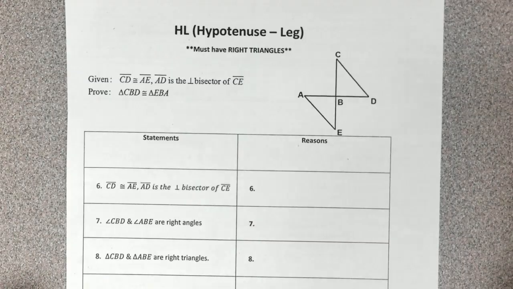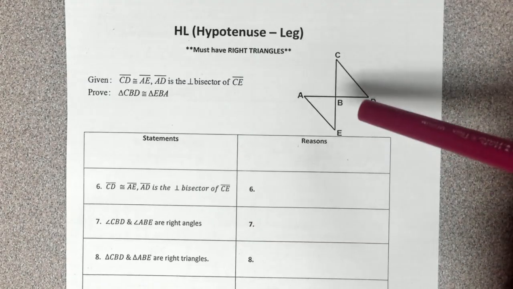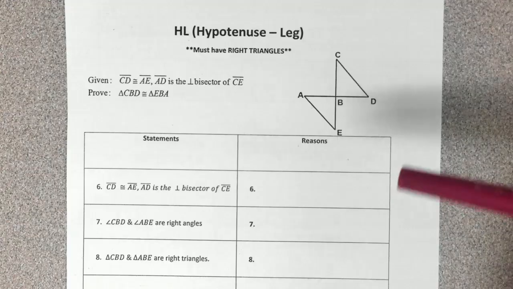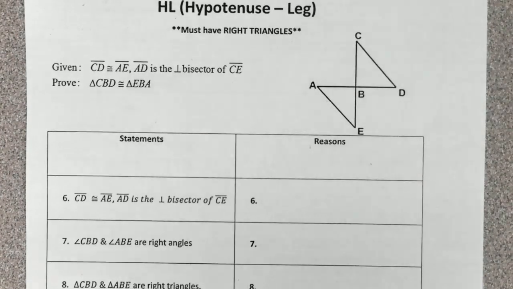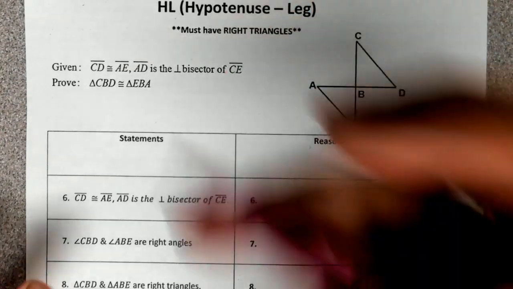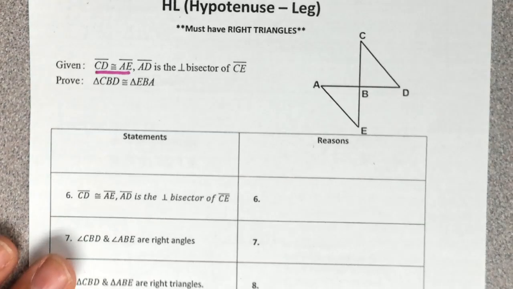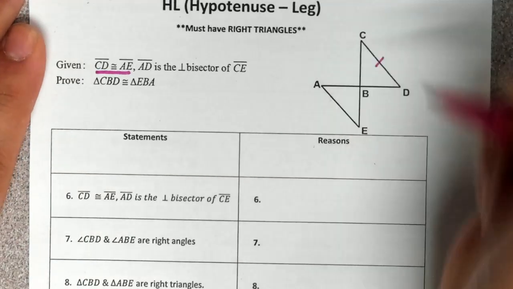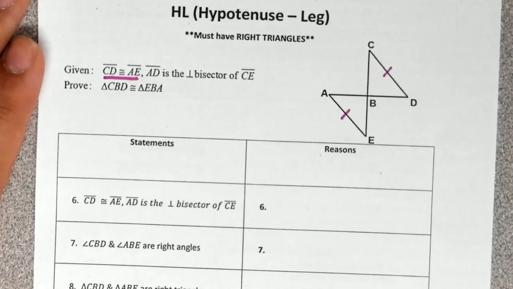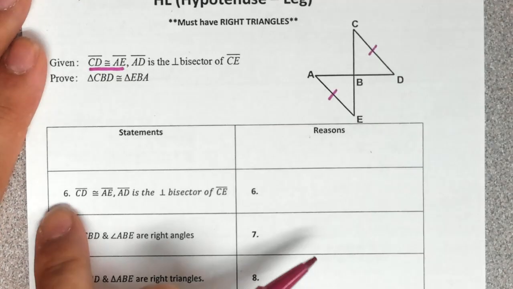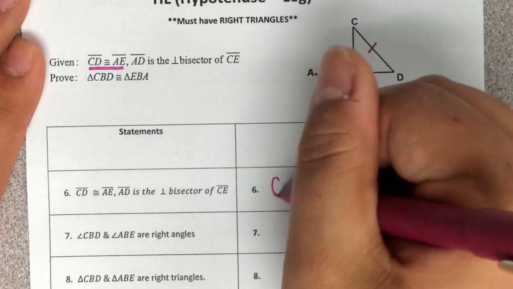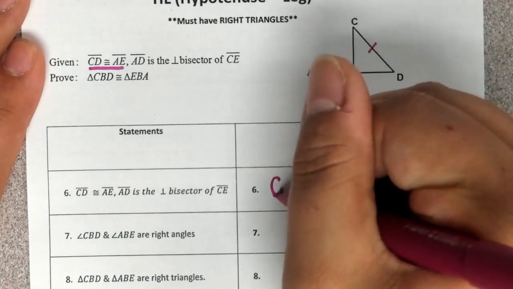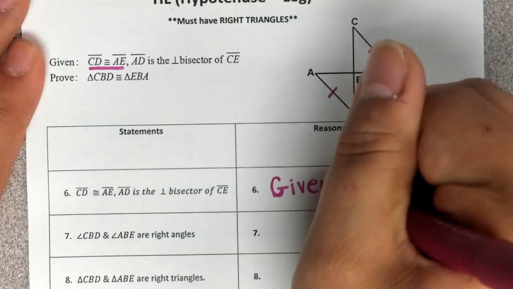I also want you to note, last week I gave you all the stuff on your pictures. This week I'm not going to do that. So this week you're going to have to start labeling your picture to make sure that you have all the markings on there. So for instance, the given CD is congruent to AE. Please do a tick mark on CD and a tick mark on AE. And I don't know why mine are 6, 7, 8, 9, 10. Some of y'all have 1, 2, 3. It's the same thing. So can everybody write given for their first box?